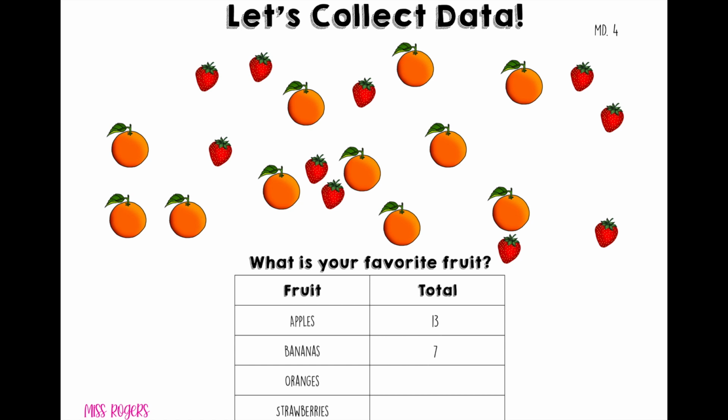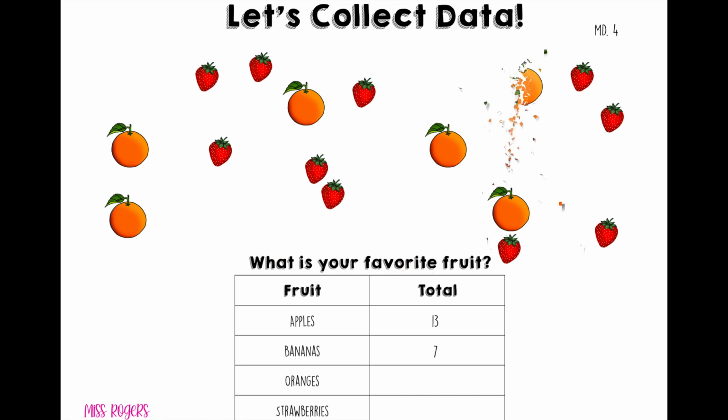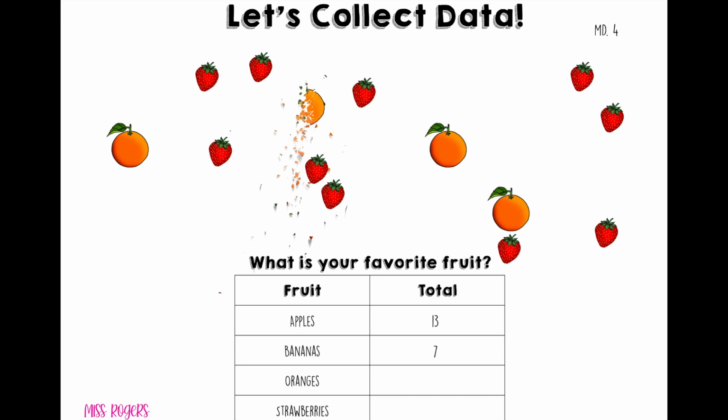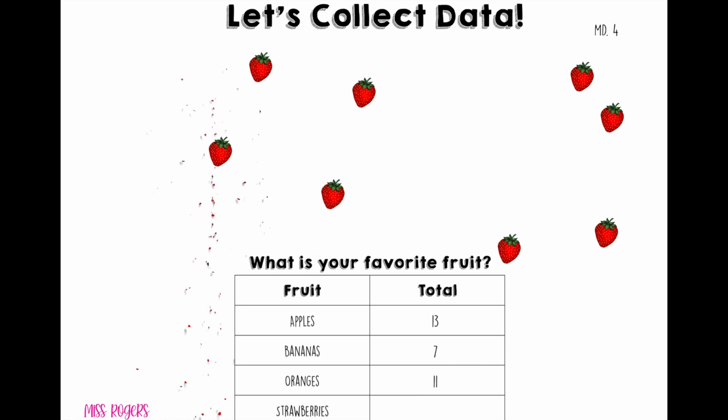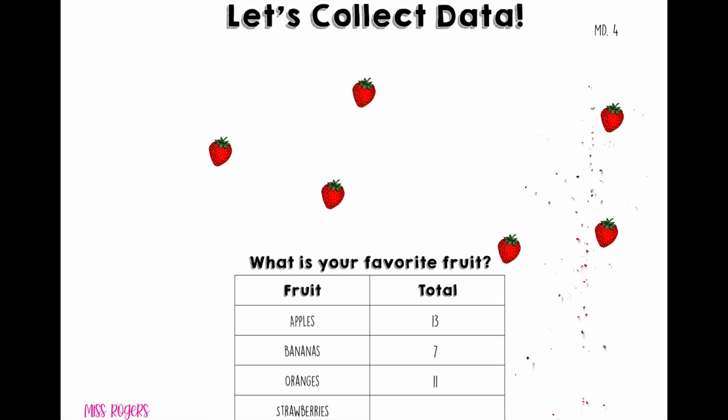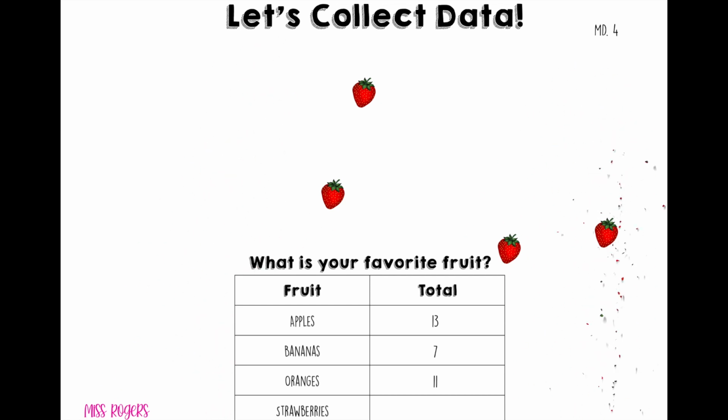Now oranges. 1, 2, 3, 4, 5, 6, 7, 8, 9, 10, 11. 11 people voted for oranges. Last but not least, strawberries. 1, 2, 3, 4, 5, 6, 7, 8, 9, 10.